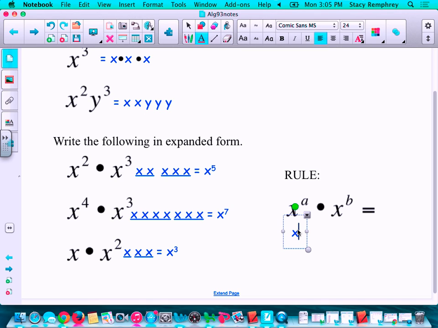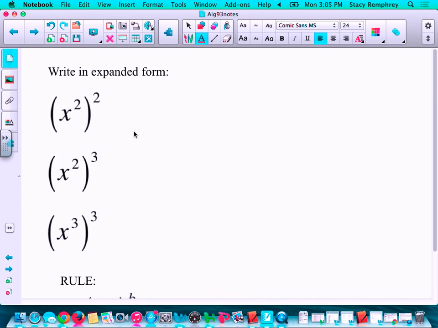So the rule we're going to use is, when you're multiplying 2 factors with the same base, you're going to add the exponents. And again, if you can't remember, the reason I had you doing the expanded form is, go back to expanded form if you're not sure. But once the numbers get really big, it's nice to have the rule.